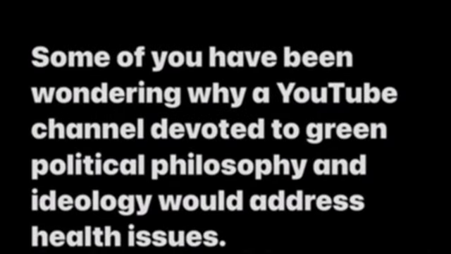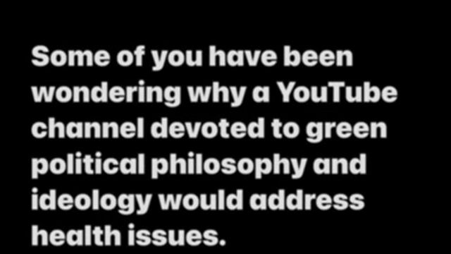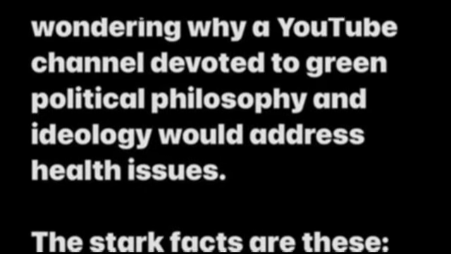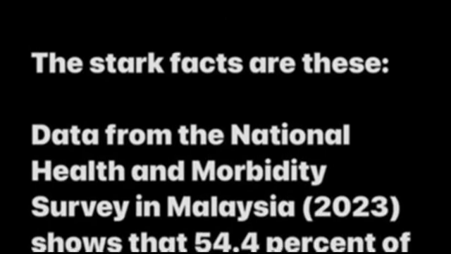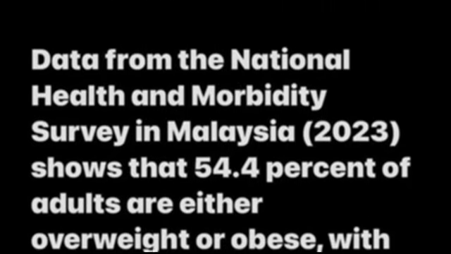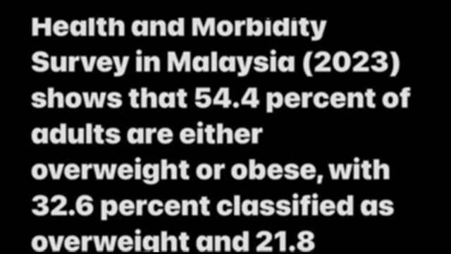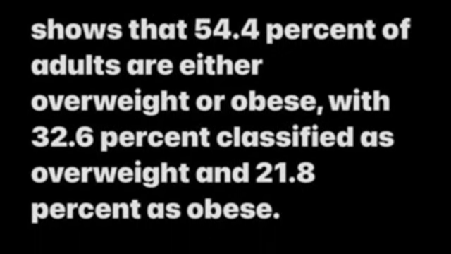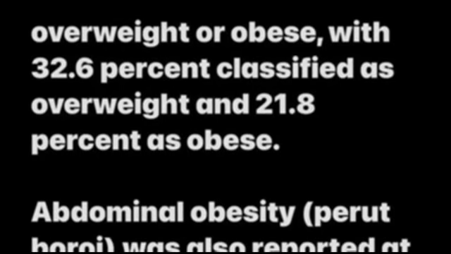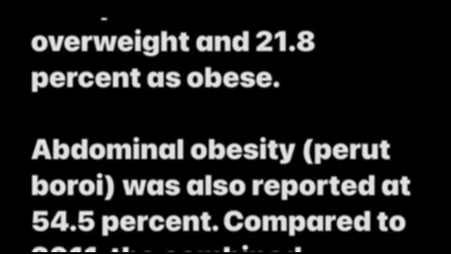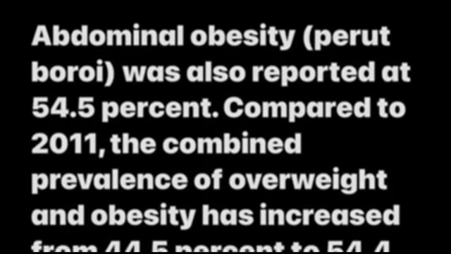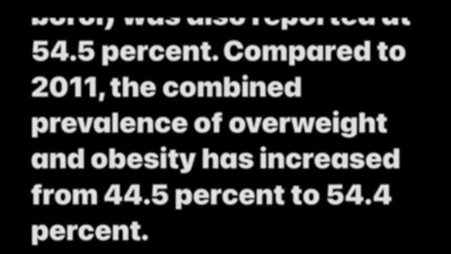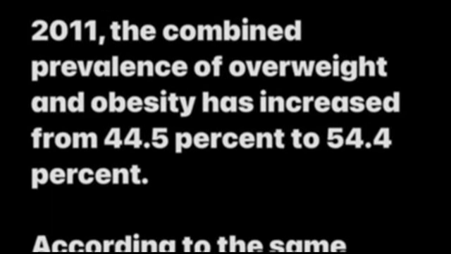Some of you have been wondering why a YouTube channel devoted to green political philosophy and ideology would address health issues. The stark facts are these. Data from the National Health and Morbidity Survey in Malaysia 2023 shows that 54.4% of adults are either overweight or obese, with 32.6% classified as overweight and 21.8% as obese. Abdominal obesity was also reported at 54.5%. Compared to 2011, the combined prevalence of overweight and obesity has increased from 44.5% to 54.4%.